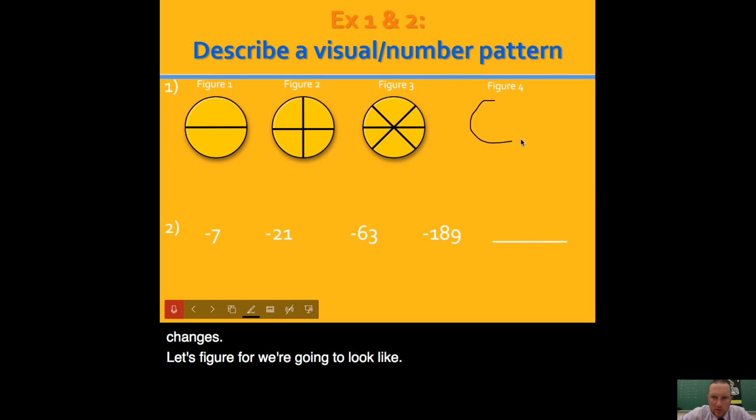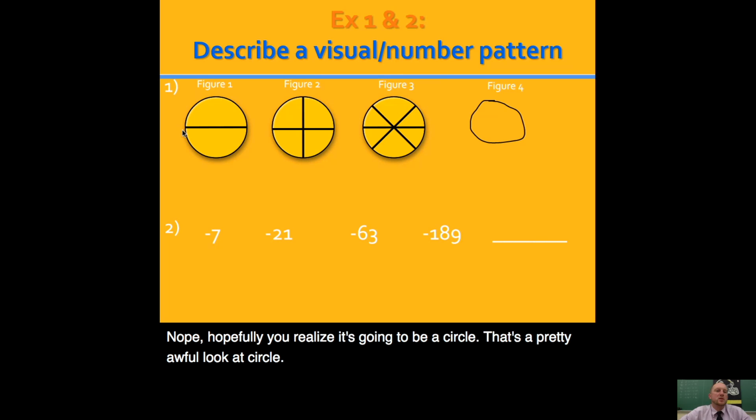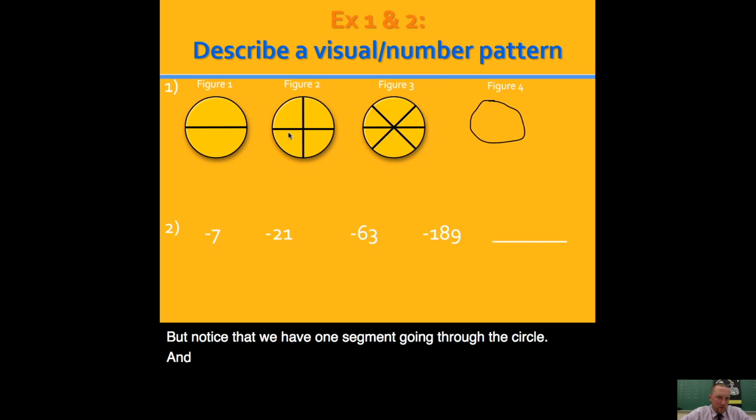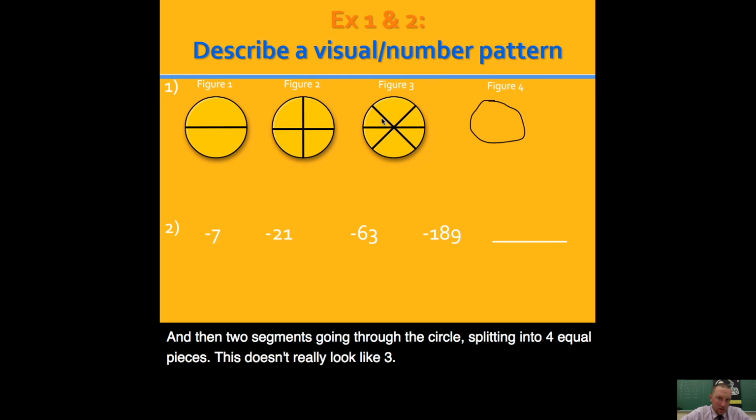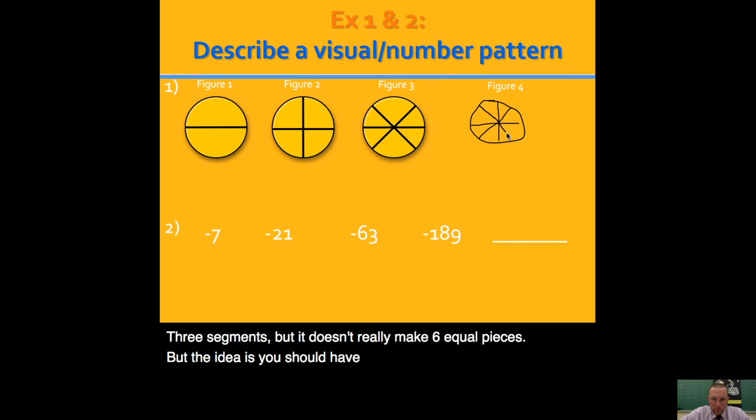Hopefully you realize it's going to be a circle. That's a pretty awful looking circle. But notice how we have one segment going through the circle, and then two segments going through the circle, splitting it into 4 equal pieces. This doesn't really look like three, well, it's 3 segments, but it doesn't really make 6 equal pieces. But the idea is you should have 4 segments that split this into 8 pieces.